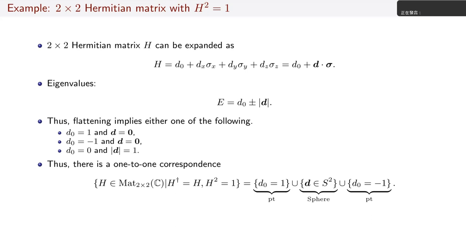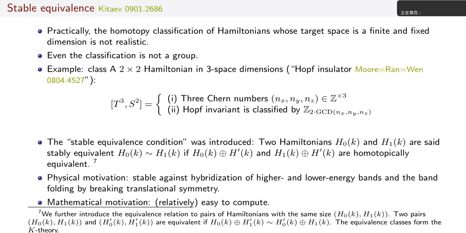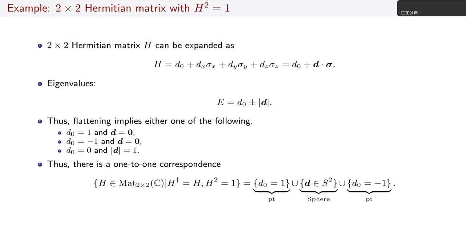Then we find that the space of this Hamiltonian, whose square is identity, is given by the union of 3 parts. The first one is this point, the second one is here, and the third one is this point. So we generalize this kind of logic to any size of matrix.